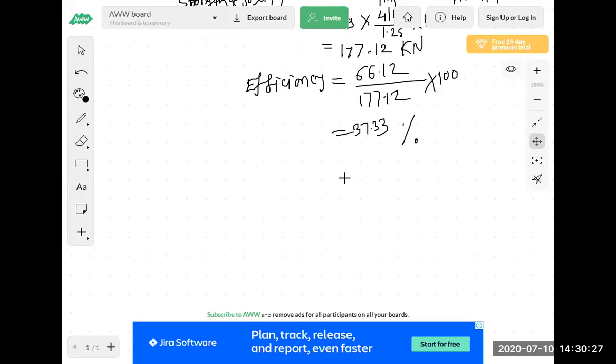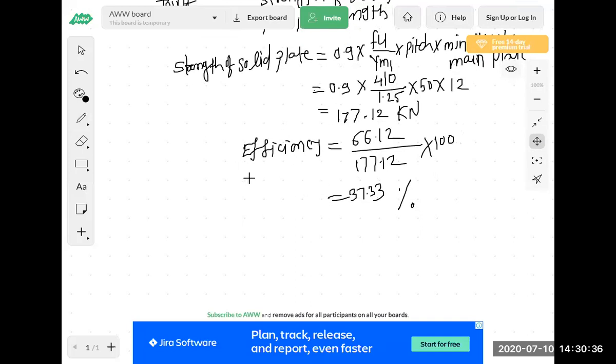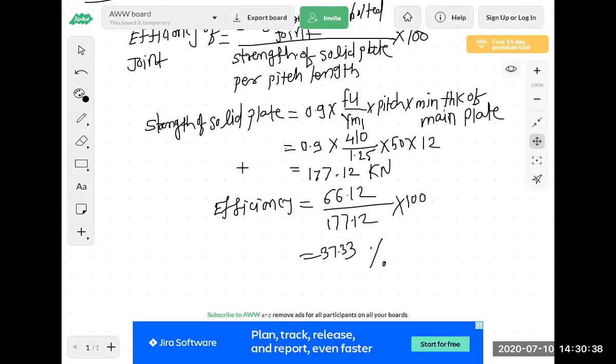So everyone has written this efficiency. If anyone has not written, please write down how to calculate efficiency. Then we will move towards the next type.